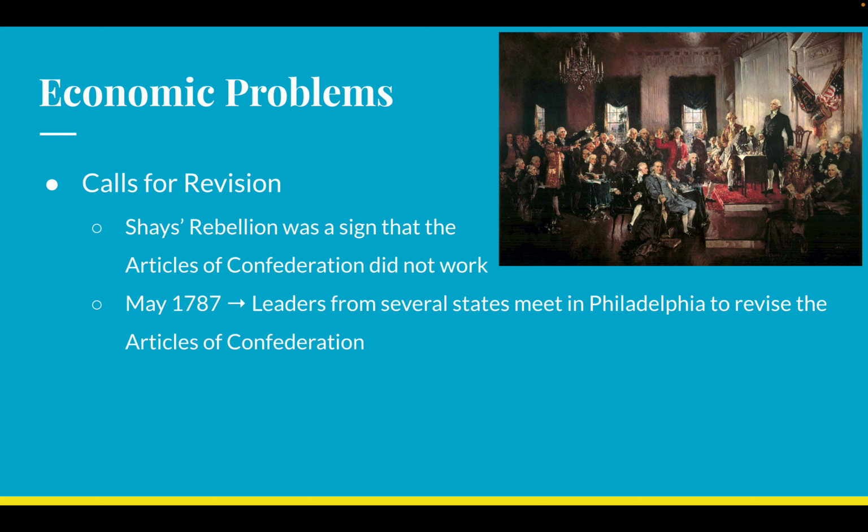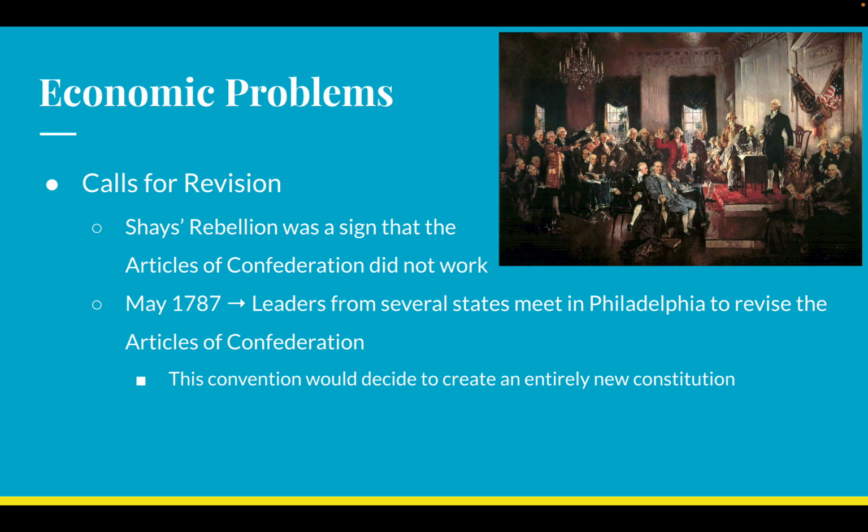And that's where we start to get calls for revision. People start realizing maybe the Articles of Confederation are too weak. We like that they're weak, or at least weaker than the king. We like strong state governments. But the fact that Shays and all these farmers can just rise up and this becomes a massive problem, that shows us something's broken here.